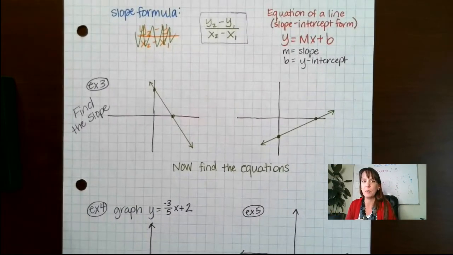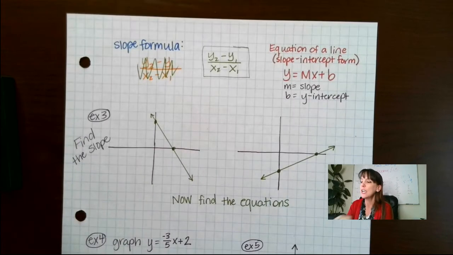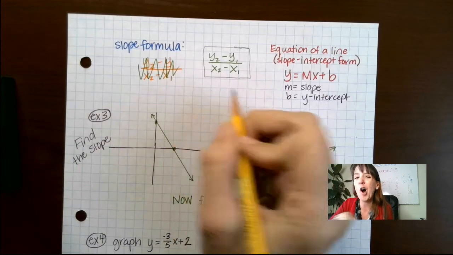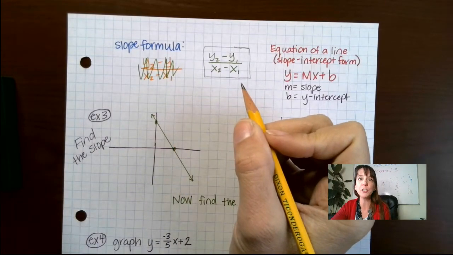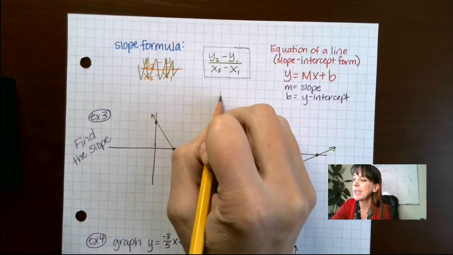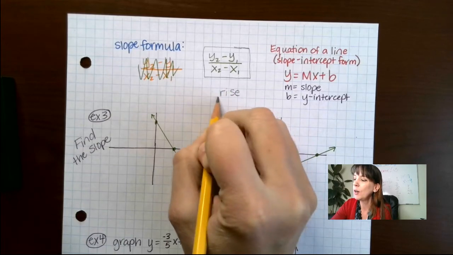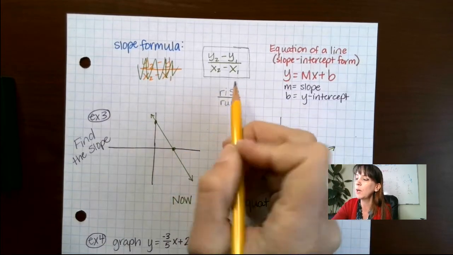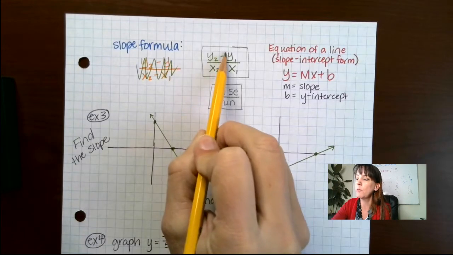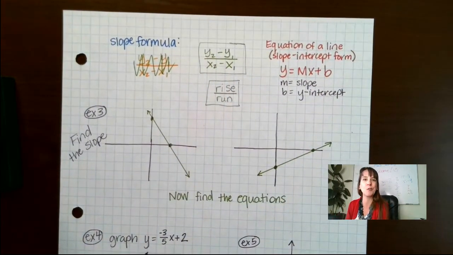So let's look at this example here. What we do have is we want to find the slope of these. Now guys, your slope is always written as a ratio. And just a reminder, ratios are fractions. It is rise over run. Rise over run, write that down. This is slope in general, rise over run.